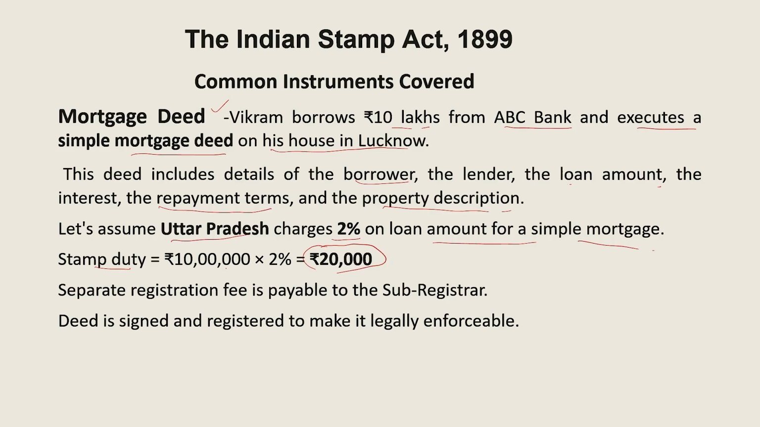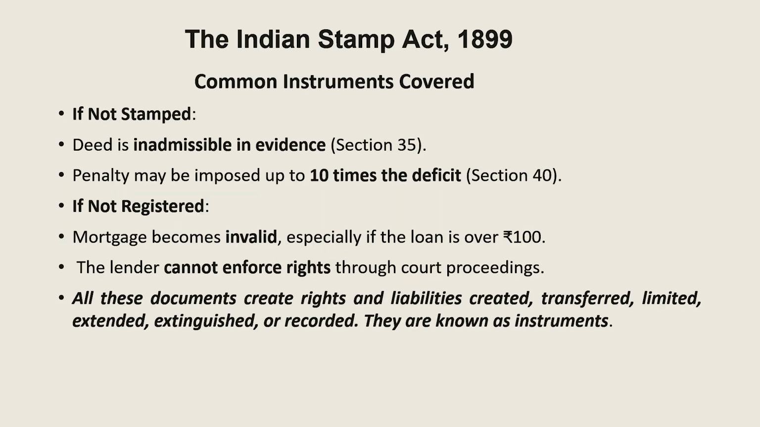So if it is not stamped, the same thing happens. The deed is inadmissible as evidence, and the party may be penalised up to 10 times the deficit, under Section 40. And if not registered, this mortgage becomes invalid, and if the loan is over 100 rupees, then the lender cannot enforce the right through court proceedings.